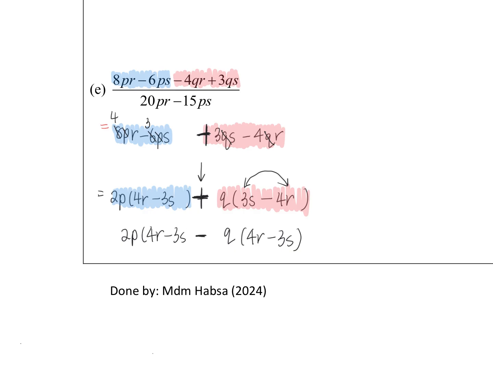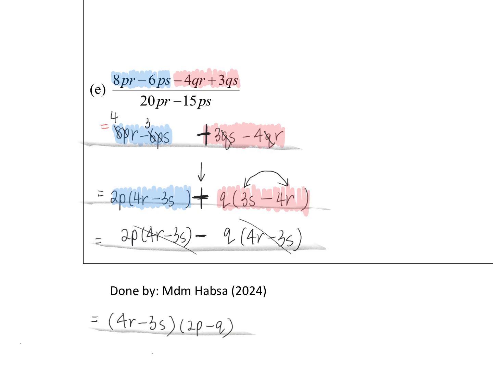So now that they share something in common, I will take out this term completely. Okay, you need not cross it out. I cross it out so that you can see. So 2p minus q. So the top is done. Now I want to settle the bottom. Okay, my denominator. So I take a look at the bottom. Let's make it green. So if you see what is common between them, it's 5p. So I take out 5p. I'm left with 4r. Okay, if I take out 5p, I'm left with 3s.